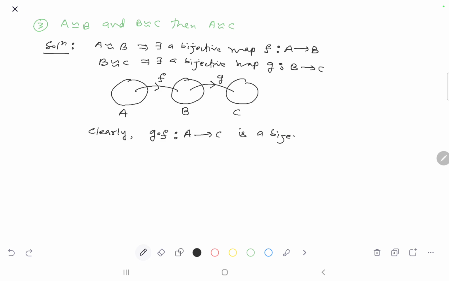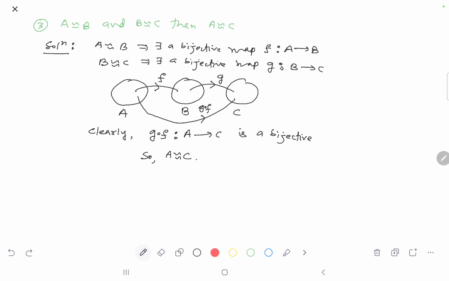Because we know the composition of two injective maps is injective, and the composition of two surjective maps is surjective. So from there, what are we getting? We are getting A equipotent with C. Is that clear? I think this is fine.